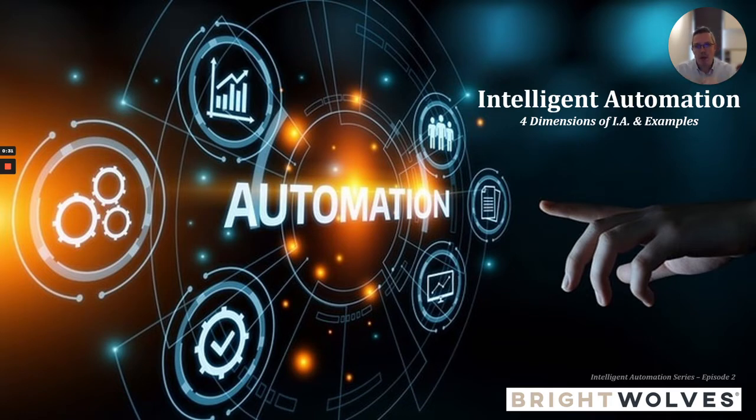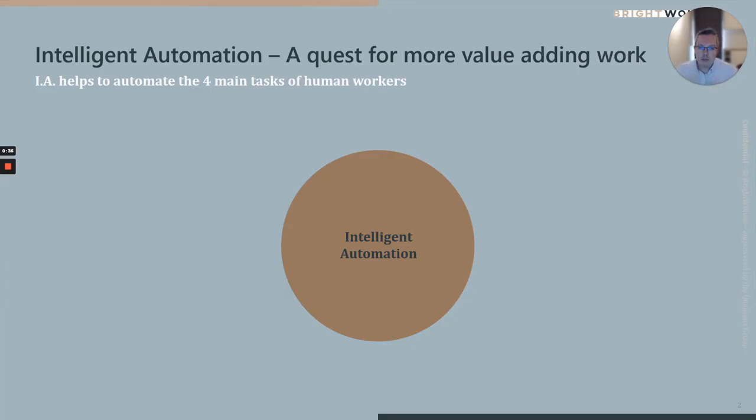I just want to pick up on where we left off and run you through, as a quick reminder, the four different dimensions we had, and then dig a bit deeper into those four dimensions with really concrete examples of projects we did at our clients. So as a reminder for those that saw the first episode, intelligent automation is really something you can compare with a human worker and the four main tasks of a human worker, and it will help to actually automate those tasks.